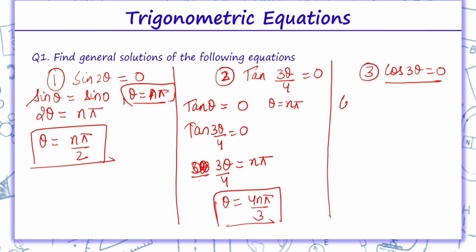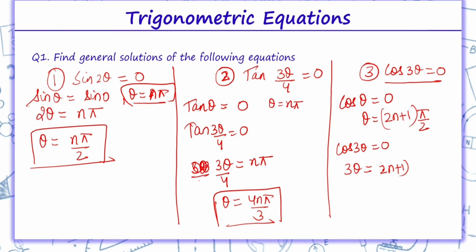Similarly over here cos 3 theta is 0. So we know if cos theta is 0, theta is given by (2n plus 1) into pi by 2. If cos 3 theta is 0, so here 3 theta is given by (2n plus 1) into pi by 2. So value of theta will be (2n plus 1) into pi by 6. So this is how we have to find the general solution of an equation.